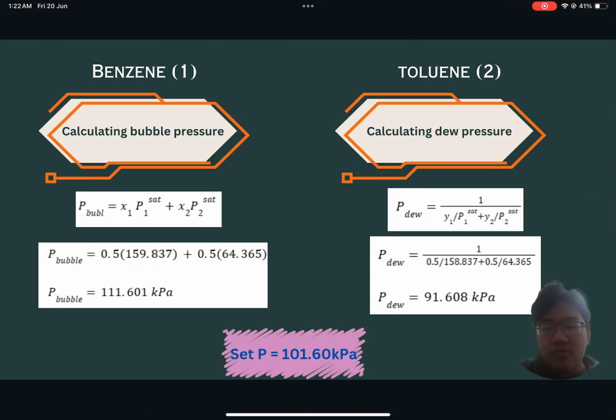Here, in this slide, we are calculating the bubble pressure and the dew pressure. Based on the slide shown, the bubble pressure is about 111.601 kilopascals. As for the dew pressure, it's about 91.608 kilopascals. As our operating pressure is about 101.6 kilopascals, which is in the two-phase region, this proves that a flash calculation can occur.